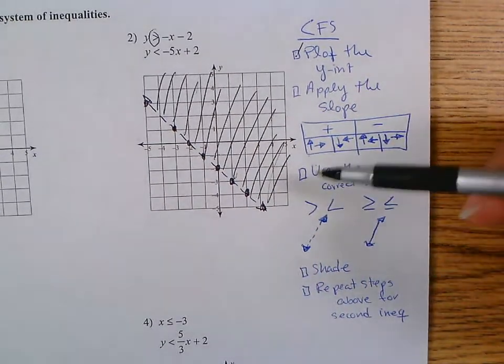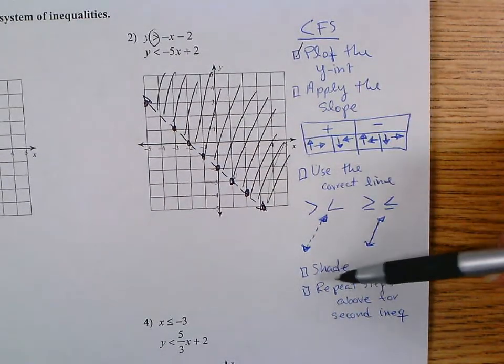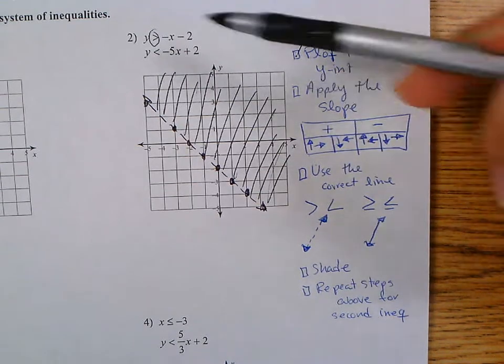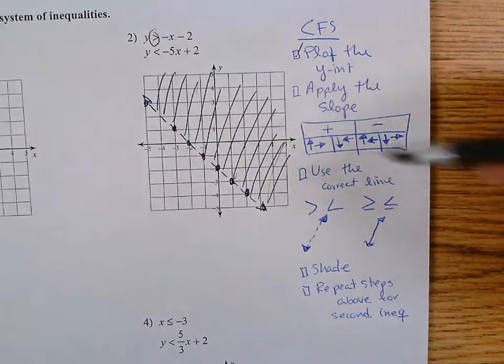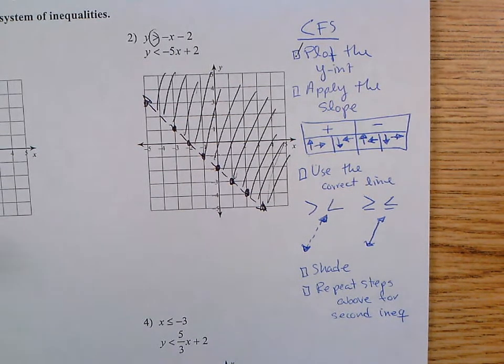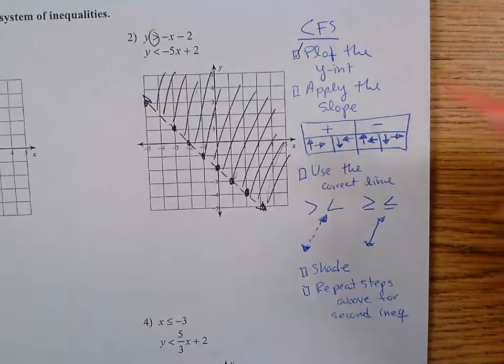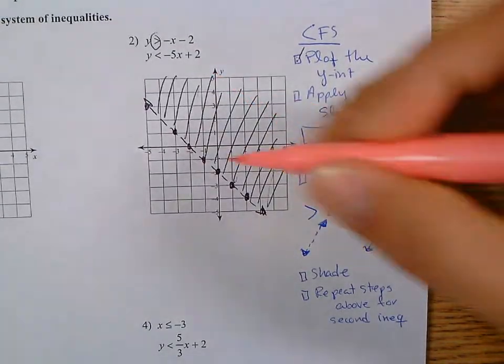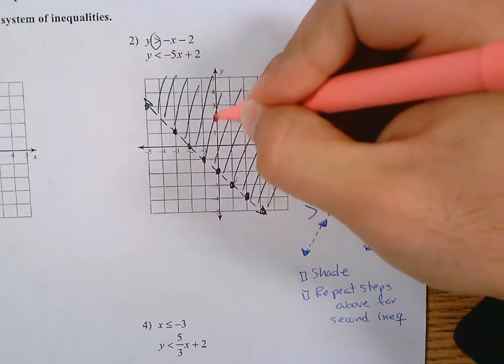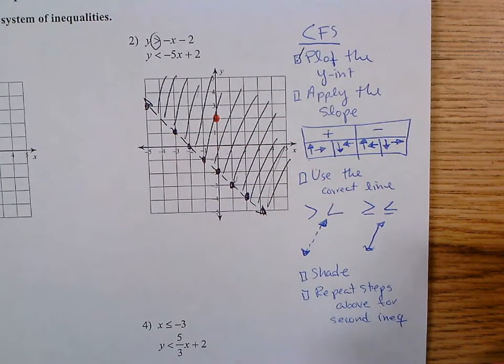Okay. And now I'm going to repeat the steps above for my second inequality, which is y is less than -5x plus 2. Okay. For that, I'm going to use a different color. And I'm going to go a little bit faster. Again, first step is I plot the y-intercept. My y-intercept is +2, so I go to 1, 2. I'm going to plot that one.